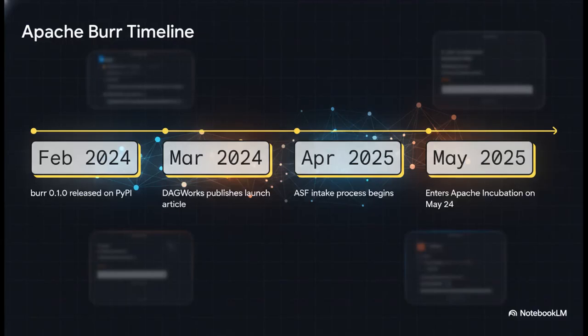We're talking from an internal tool to a governed open-source standard in almost no time. The very earliest package popped up on PyPI in February 2024, with DagWorks publishing their formal launch narrative the following month, in March. Throughout 2024, the feature set rapidly expanded to include things like state rewind, streaming, and parallel workflows. Fast forward to April 2025, and a formal discussion kicks off to bring the project into the Apache incubator. That all leads to a pivotal date, May 24, 2025, which is when Apache Burr officially entered incubation.